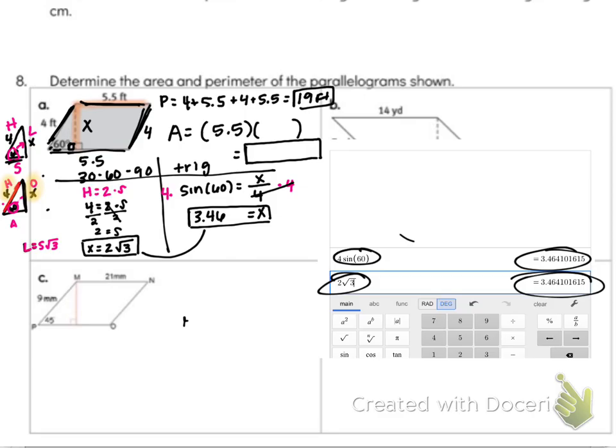You pick whichever one you're more comfortable with to try C and D with. And we're going to put that value back into our formula. So I'm going to actually pick 2 square root of 3 right here. You're going to get the exact same value. When you calculate that, 5.5 times 2 square root 3, that would be 19.05 feet squared.